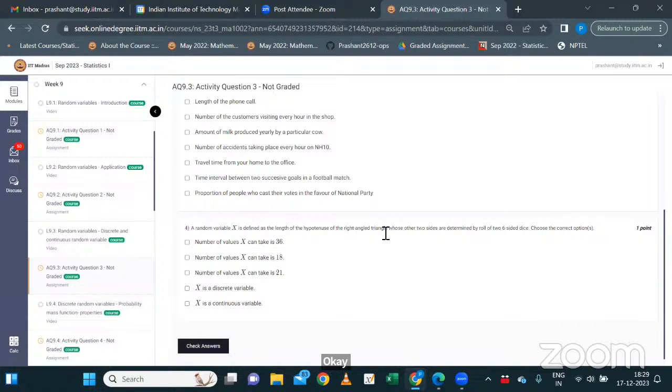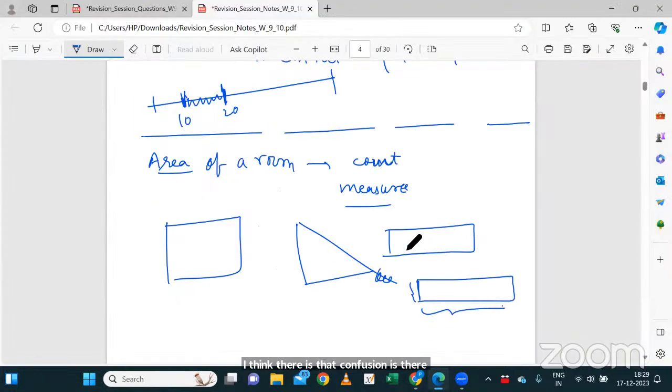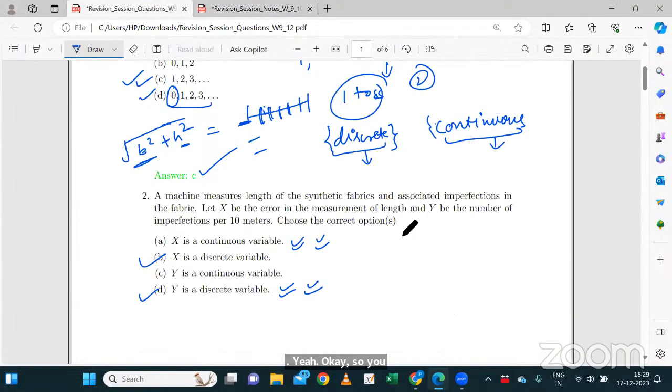This should not be in centimeters, something like that. So we'll correct it. I think that confusion is there. Yes, sir, I will correct it. So you understood the point here, right? Yes, sir, discrete and continuous. I'm just being particular, I think.